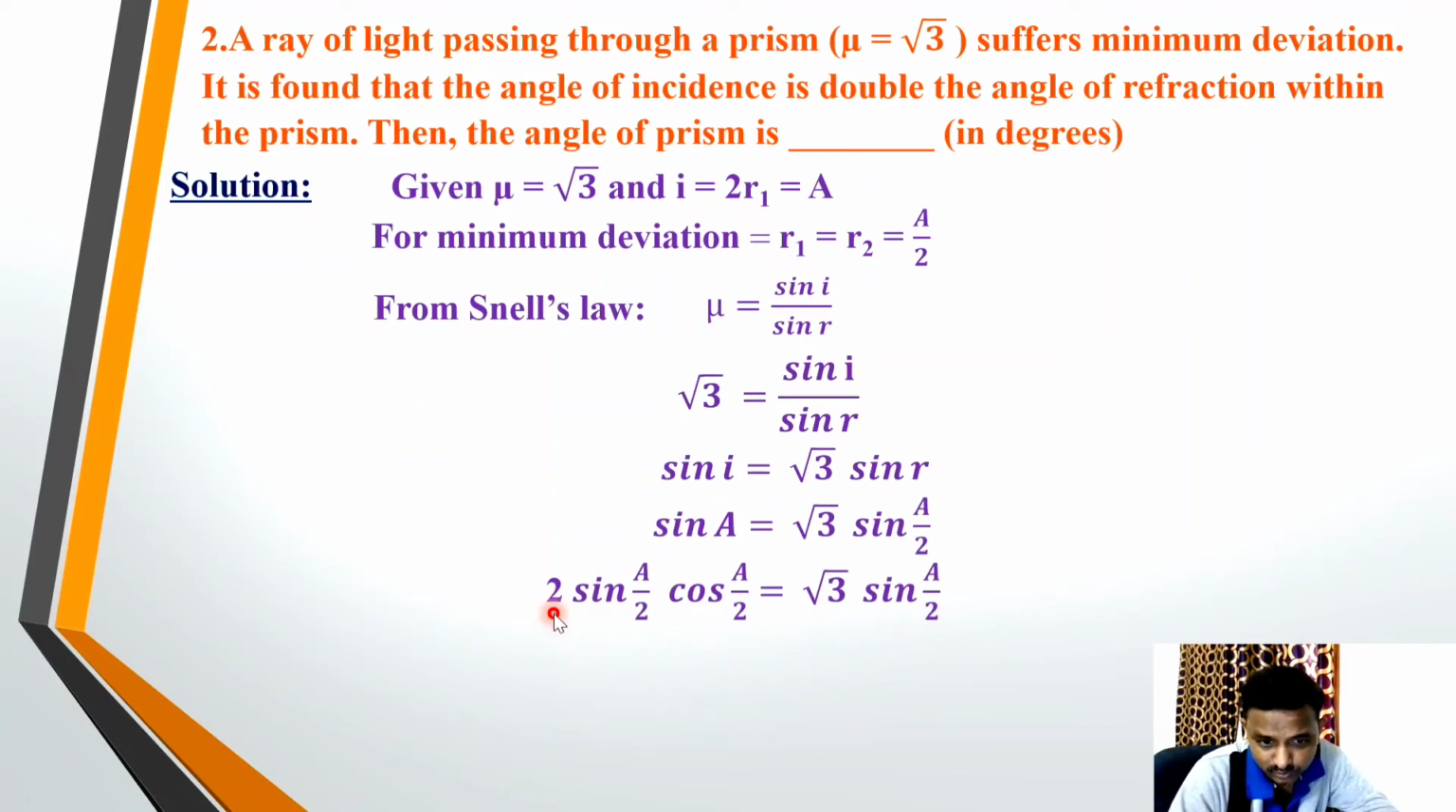And if we move 2 to the right side, then I will get cos A by 2 is equal to root 3 by 2. So cos A by 2 is equal to root 3 by 2 means A by 2 is equal to 30 degrees. From this, A is equal to 2 into 30, that is equal to 60 degrees. So we got angle of prism, that is 60 degrees.